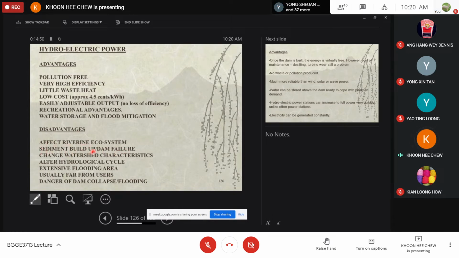There is some sediment build up, which changes the watershed characteristics, alters the hydrological cycle, and causes extensive flooding of areas usually far from users, with the danger of dam collapse and flooding. If the dam collapses, then the surrounding area will be flooded. Yeah, so these are the disadvantages. So for pollution free, as you can see on the disadvantages side here, it actually causes some destruction to our ecosystem, especially the land. So whether it is really pollution free or not depends on which angle we are discussing it from.